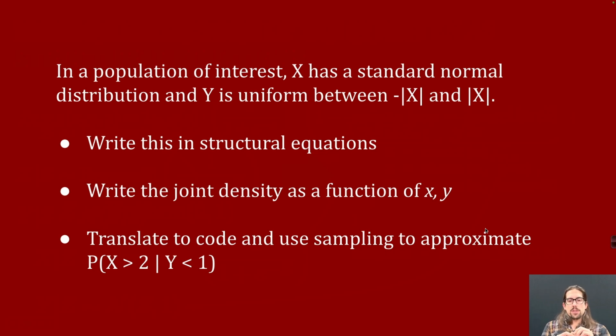In a population of interest, let's say x has a standard normal distribution, and then y is uniform between minus the absolute value of x and x. I want to first write this in structural equations, and then write the joint density as a function of x and y. In the real world, you will probably never have to do this, but I think it's good to think about it at least once. And then lastly, translate it to code, and then use sampling to approximate this conditional probability.